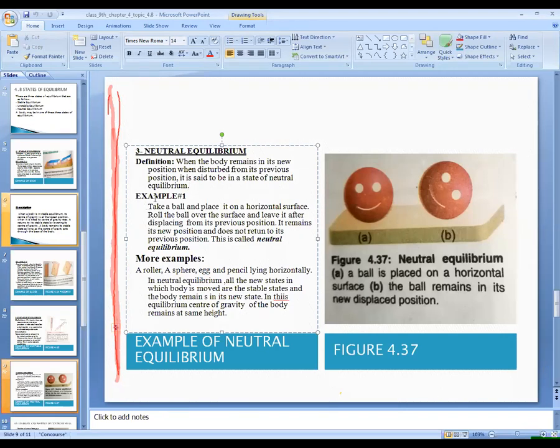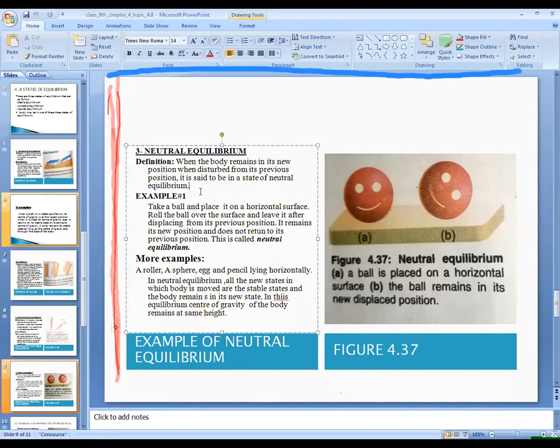I discussed the example. When a body remains in its new position, this is the new position. This is the original position where the body was lying before when we started. When we roll over, what will happen? After some time, the body moves from here to here. It is said to be in the state of neutral equilibrium. When disturbed from its previous position, it is said to be in a neutral equilibrium.